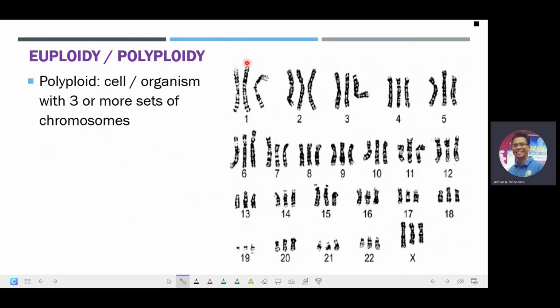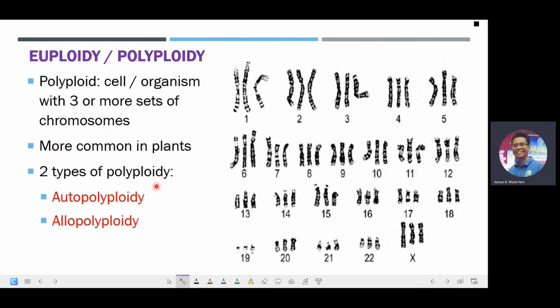In this karyotype, we can see a human with 3 sets of chromosomes, in which we can see that there will be 3 copies of chromosome number 1, 3 copies of chromosome number 2, 3 copies of chromosome number 3, 3 copies of chromosome number 4, and so on, including 3 copies of the sex chromosomes. However, human triploid babies like this will normally die after being born. So the case of polyploidy is more common in plants actually.